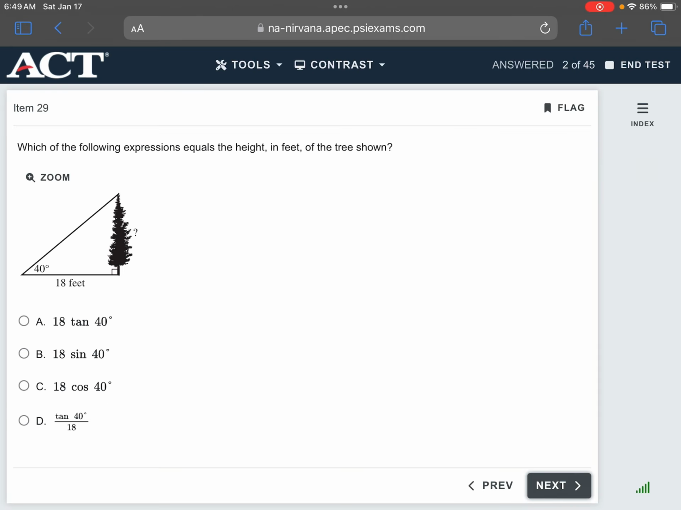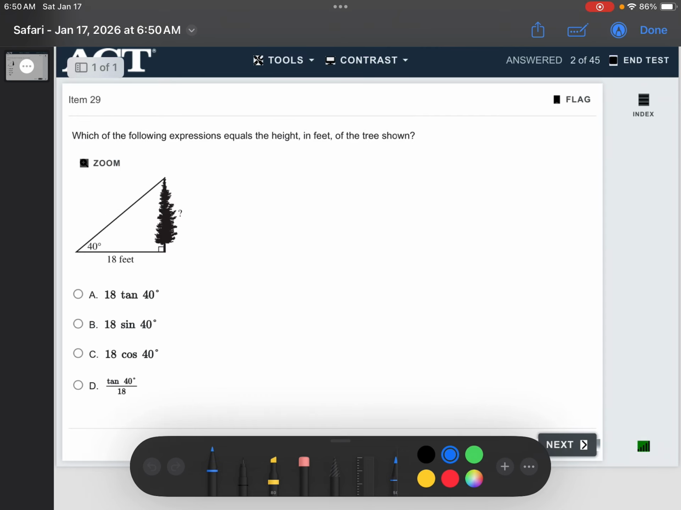Ooh, look at this one with a tree in it. Which of the following expressions equals the height in feet of the tree shown? Okay, so we have a right triangle, and all my answer choices contain a trig function. So this is going to be right triangle trig. Hopefully you remember some of your right triangle trig that we can use.